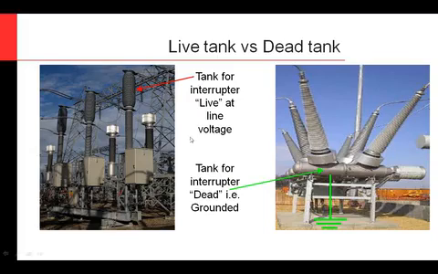Dead tank, on the other hand, is where the interrupter is in a tank that's grounded during service. So during service, and I don't recommend just hanging around circuit breakers while they're in service, but you can theoretically come up, touch this, it's ground, and you're perfectly safe.